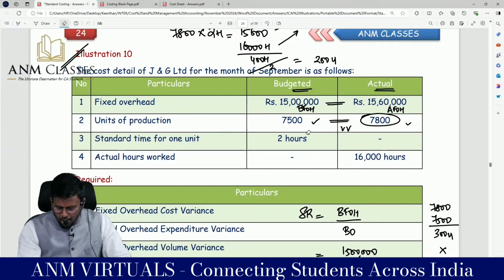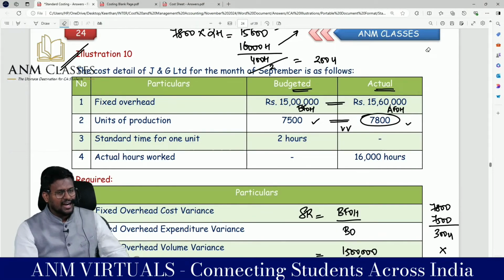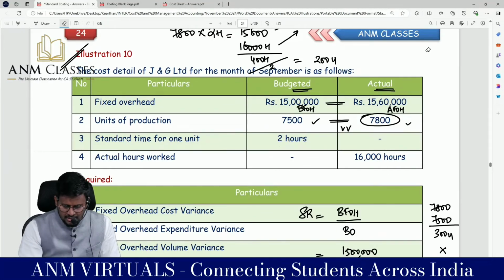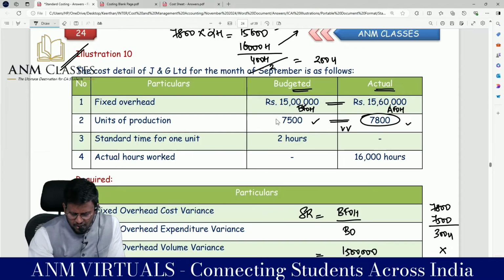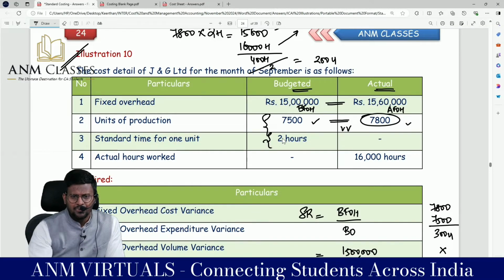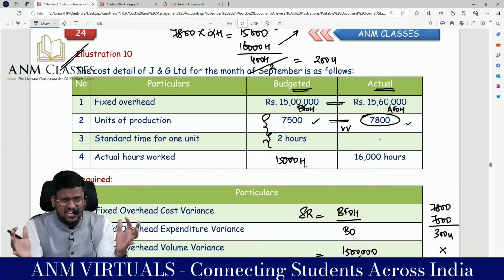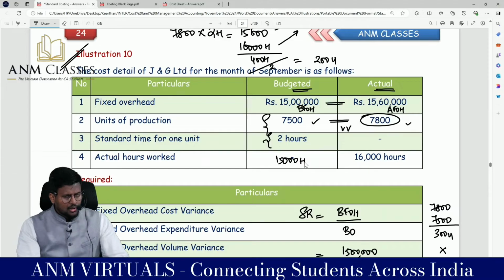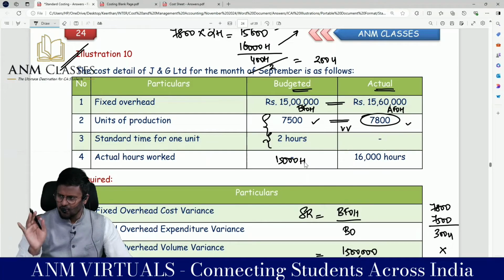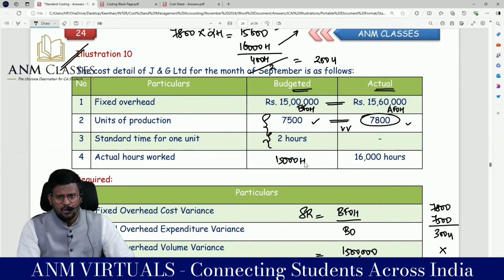இங்க நம்பர் ஆஃப் டேஸ் கொடுக்கவே இல்லை, கேலண்டரை பத்தி செக் பண்றதுக்கு இல்லையா சார். இங்க என்ன சொல்லி இருக்காங்கன்னா ஸ்டாண்டர்ட் டைம் ஃபார் 1 யூனிட் இஸ் 2 hours. அப்ப 7500 யூனிட்ஸ் ப்ரொடியூஸ் பண்ணனும் நினைச்சனா, 7500 into 2 hours போட்டா 15000 hours is the total budgeted hours. 15000 hours தான் என்னால வர்க் பண்ணிருக்க முடியும், ரைட்டா? பட் ஐ ஹேவ் வர்க்டு ஃபார் how much?